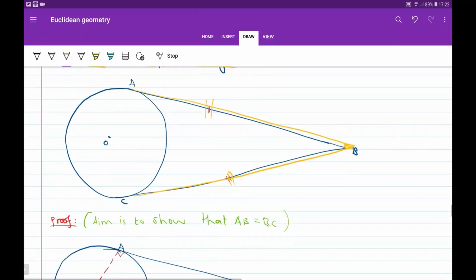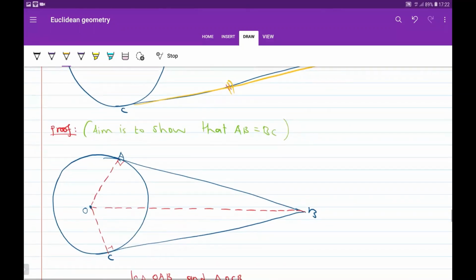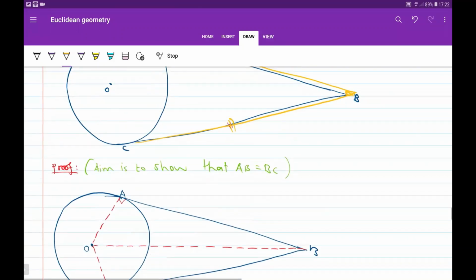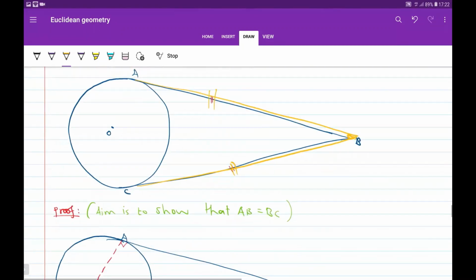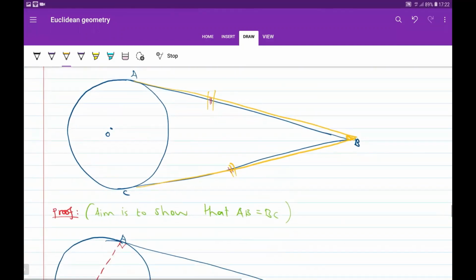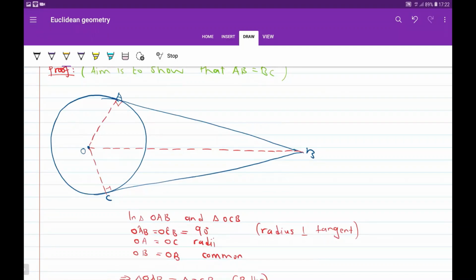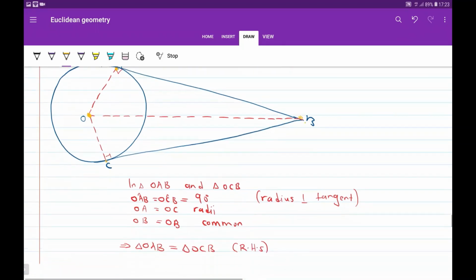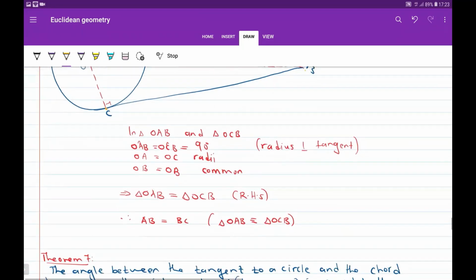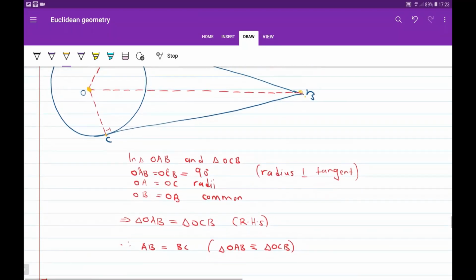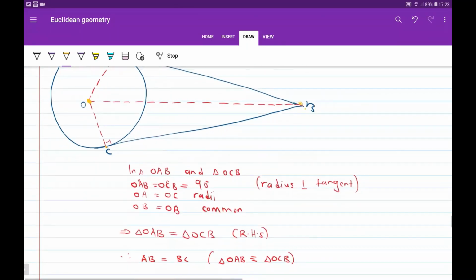And then the proof starts with a construction. You can see from my diagram above, I've constructed a line from A to O, then C to O, then O to B, and that construction gives me two triangles: triangle AOB, which is on top, and triangle OCB. The proof, I'll just display it, so please find some time and go through it.